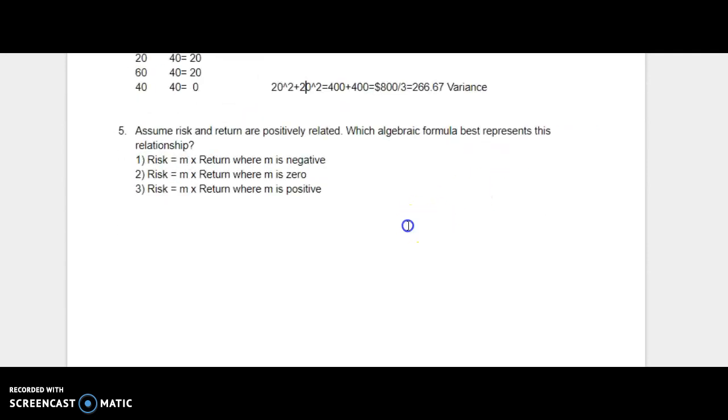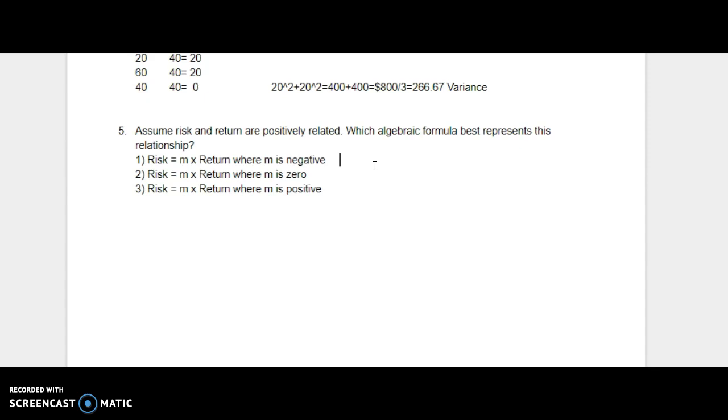Let's take a look at number 5. Number 5 is simply asking us, assume the risk and return are positively related. And we saw that based with the graph in number 3. Which algebraic form best represents this relationship? So take a look here. Risk is equal to m times return, where m is negative.